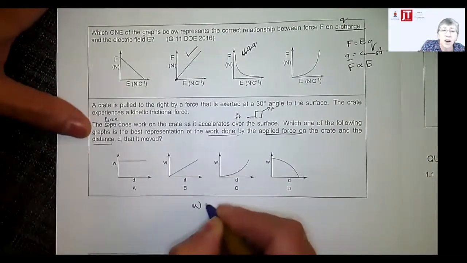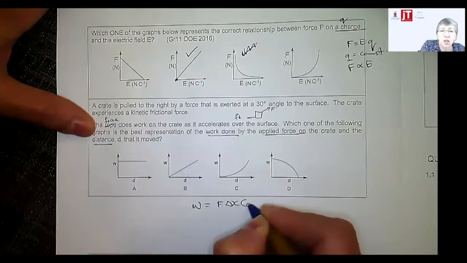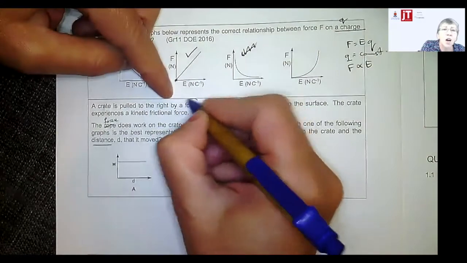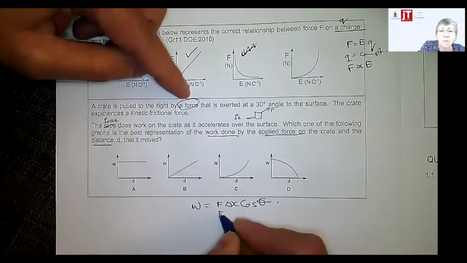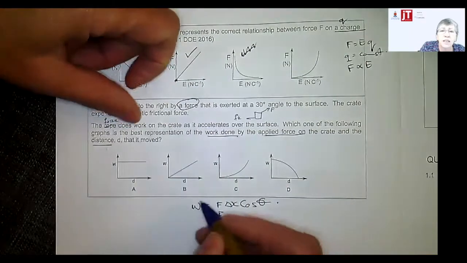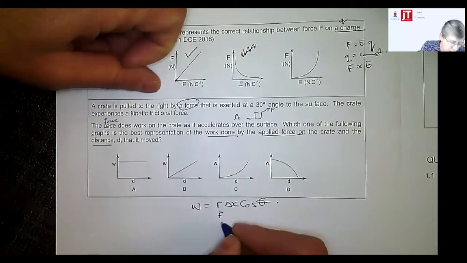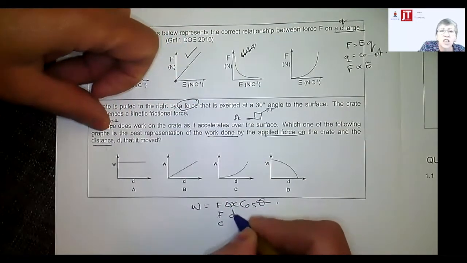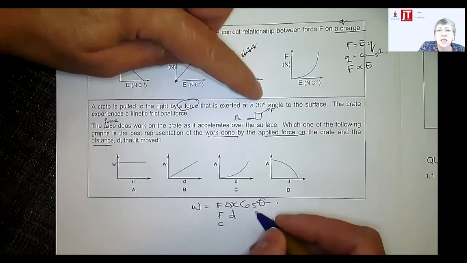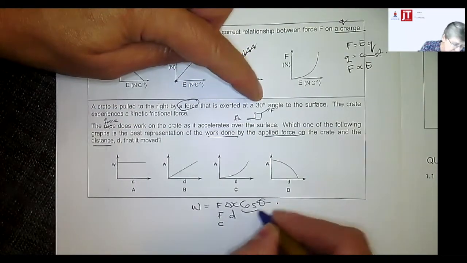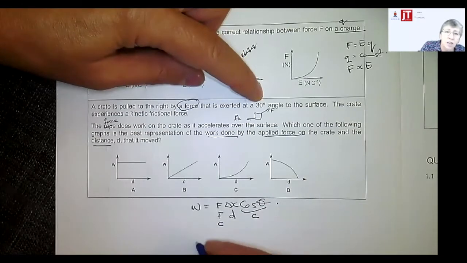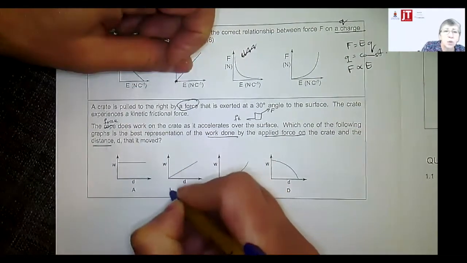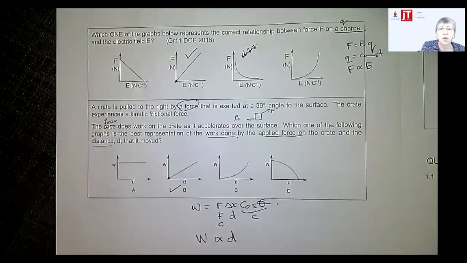Now for work, I have F delta x cos theta, right? Are they changing the force? No, it's the same force, and they don't say use a different one later. So that one is constant. For delta x, the distance moved, they're using the d there, right? And then cos theta, they're not changing the angle, so that whole thing will be constant as well. So that tells me the work done is directly proportional to the distance. So we're talking about number B, straight line through the origin.